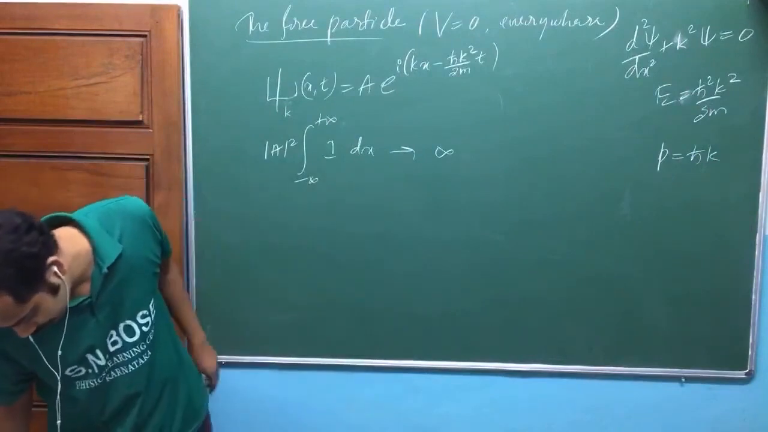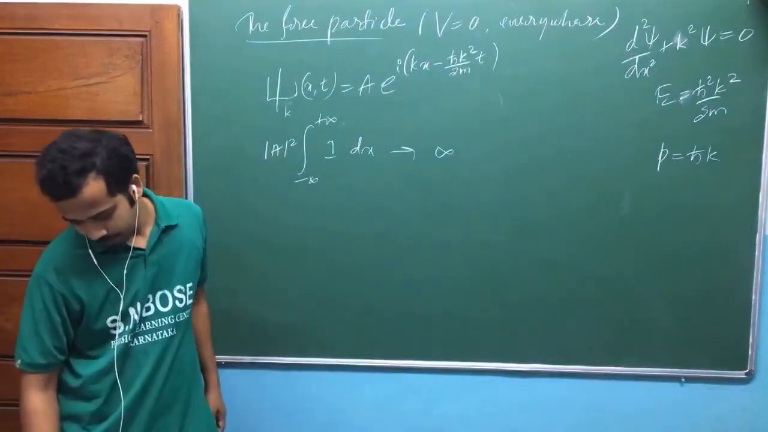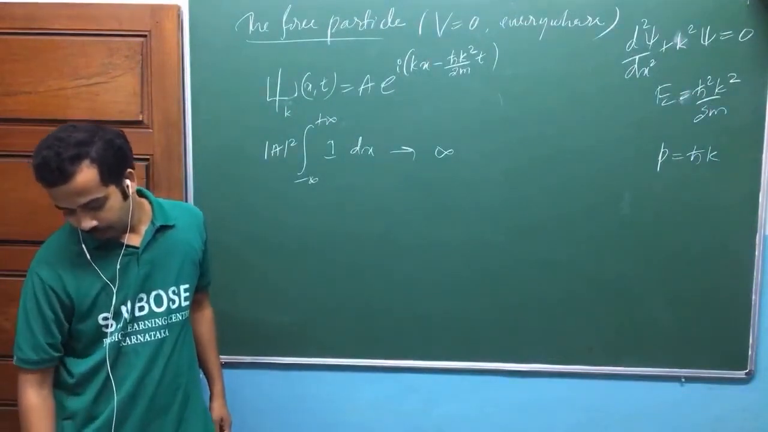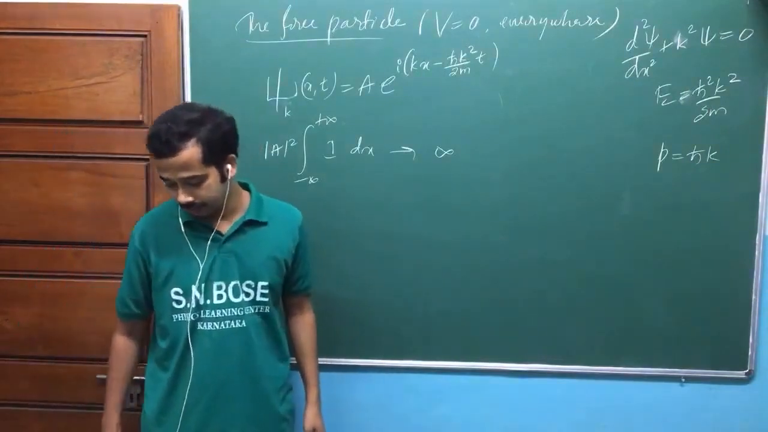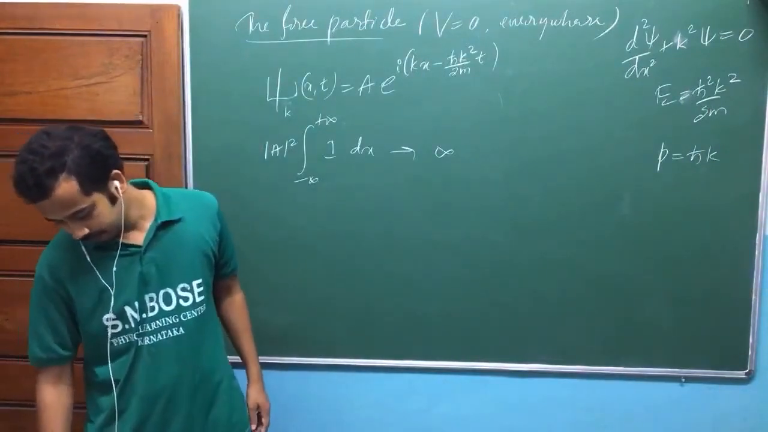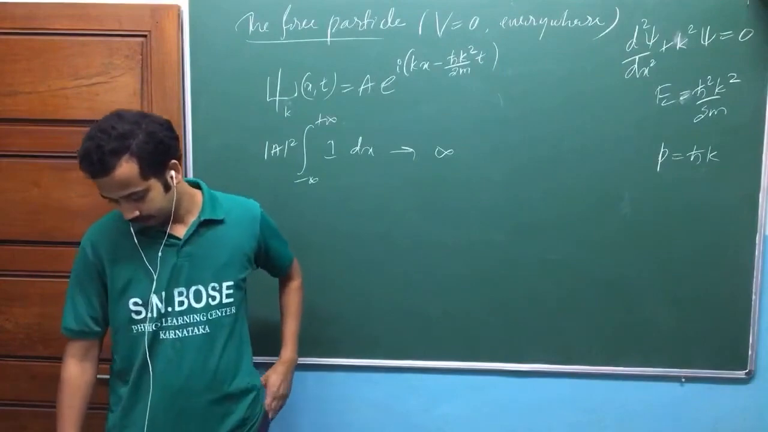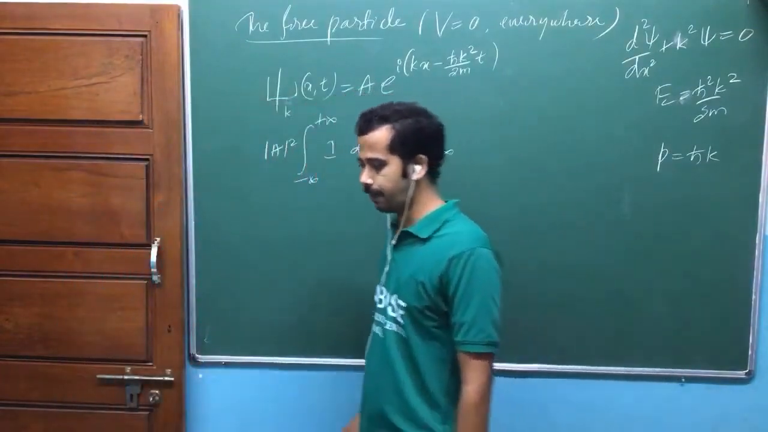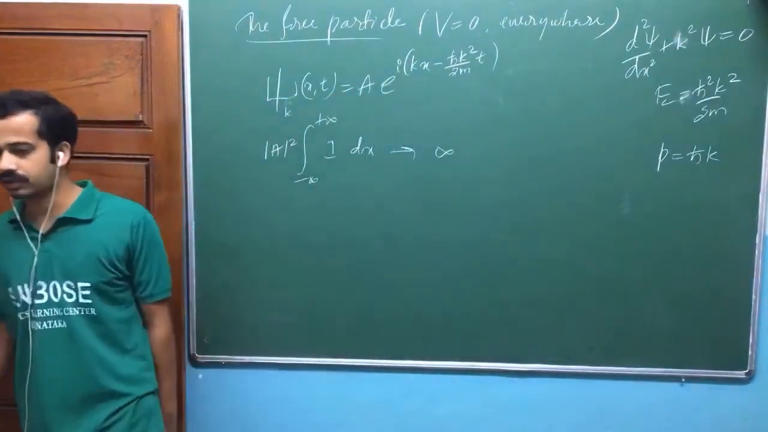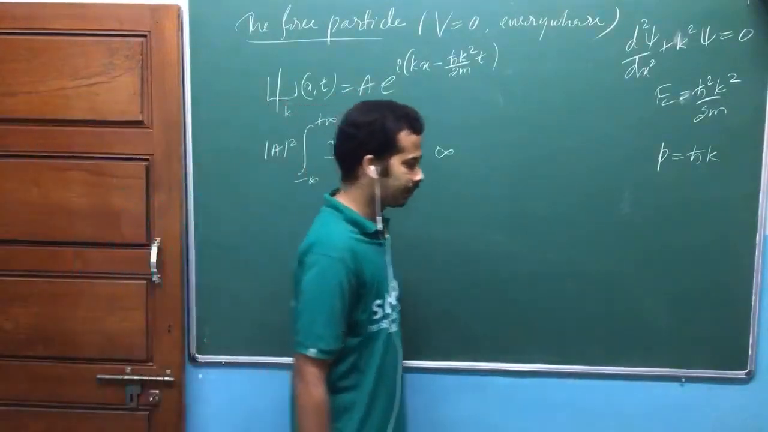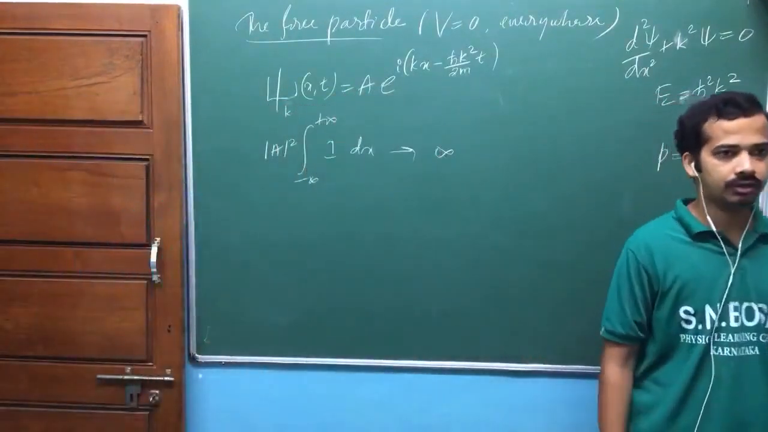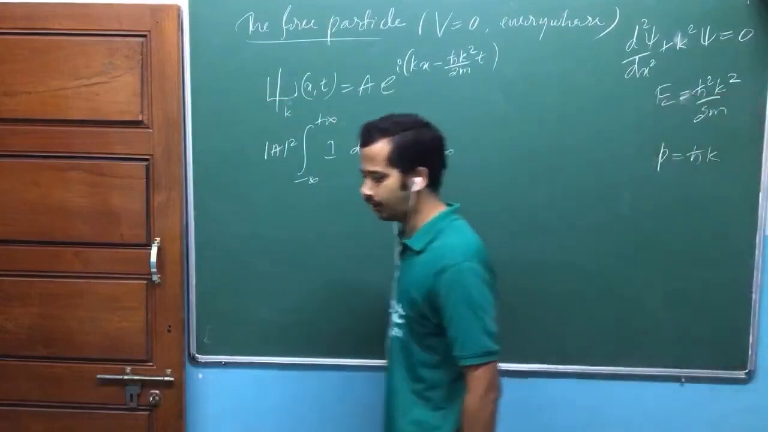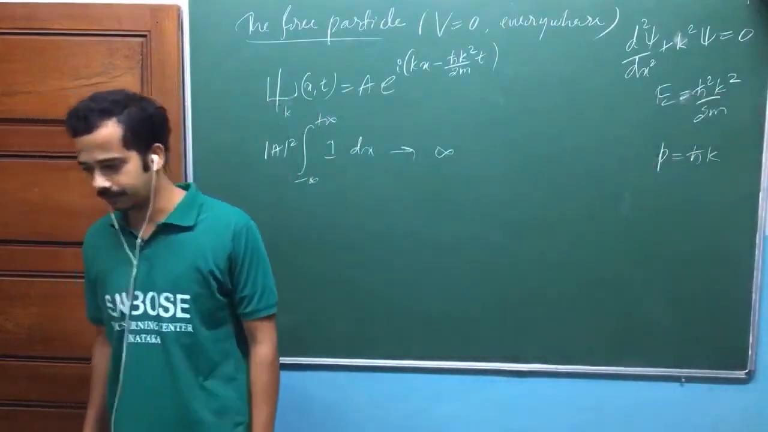Can you write one sentence? Function is not normalizable, hence not physically acceptable, or hence physically unacceptable. Wave function is not normalizable and hence physically unacceptable.